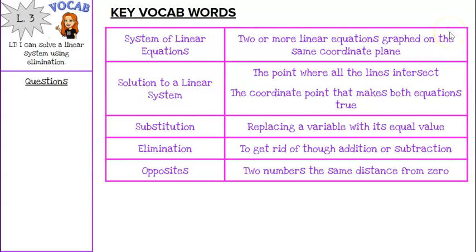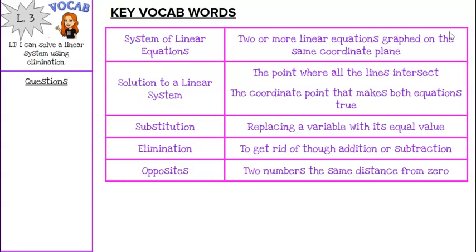A system of linear equations is two or more linear equations graphed on the same coordinate plane. A solution is where those lines intersect, or the coordinate point that makes both equations true. Substitution we worked on last class, which is replacing a variable with its equal value. Elimination is to get rid of through addition or subtraction.